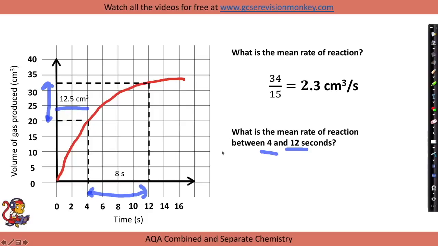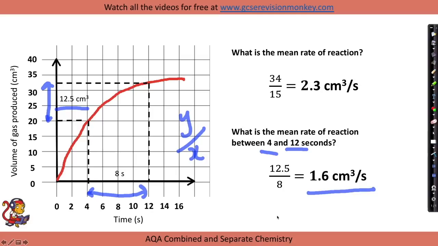So to calculate the rate of reaction, again we do the y divided by the x, so our y value is our 12.5 divided by our x value of 8 seconds. 12.5 divided by 8 gives us, for that section of the graph, a mean rate of reaction of 1.6 centimetres cubed per second.